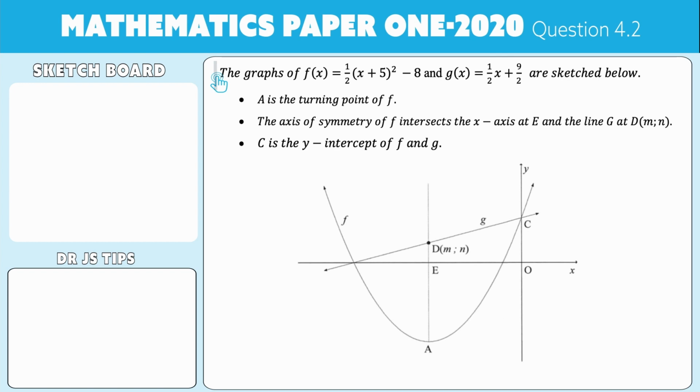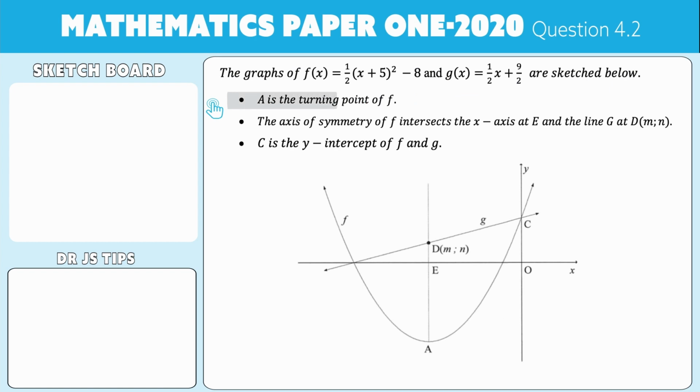Question 4.2. The graphs of f of x equals a half, bracket x minus 5, all squared, minus 8, and g of x, which is a half x plus 9 over 2, are sketched below. Okay, so we have a quadratic and we have a linear. It's a parabola and a line. They tell us some information.